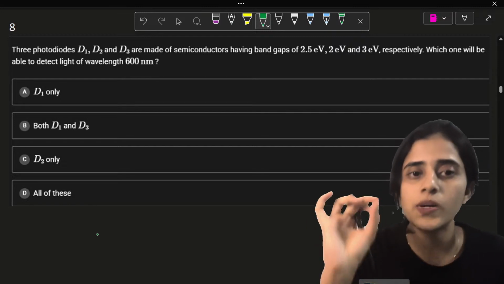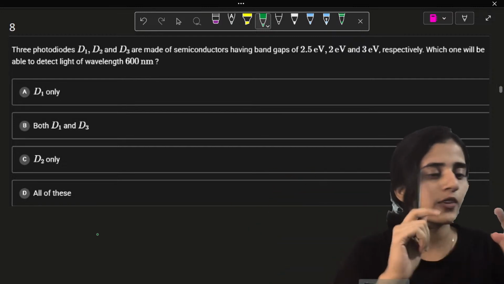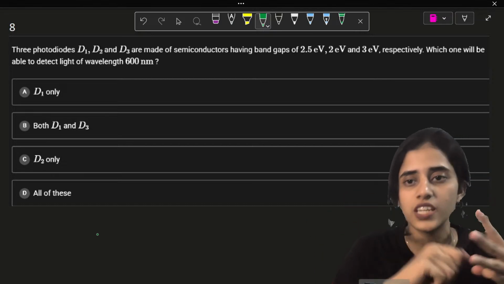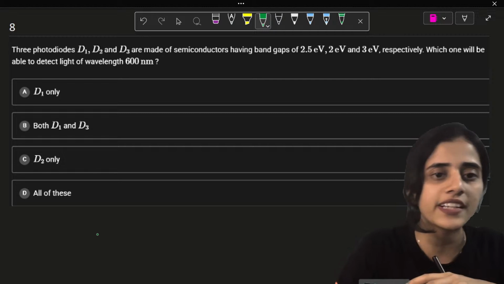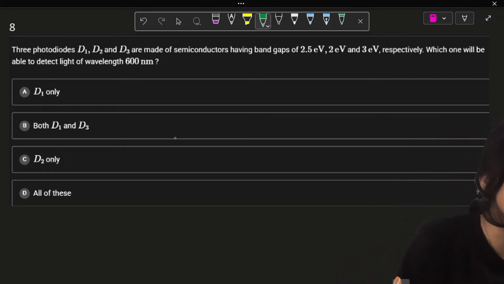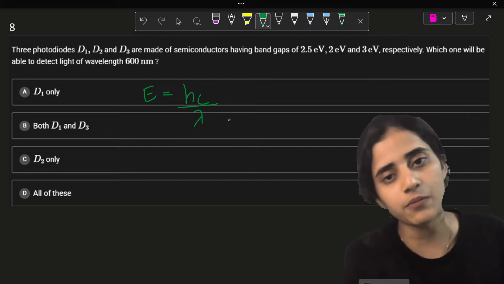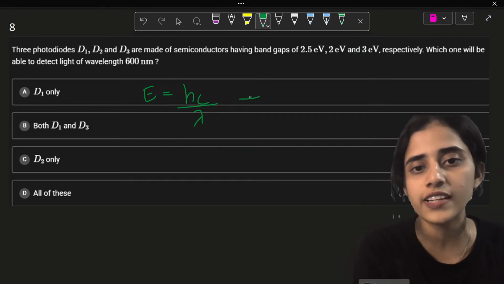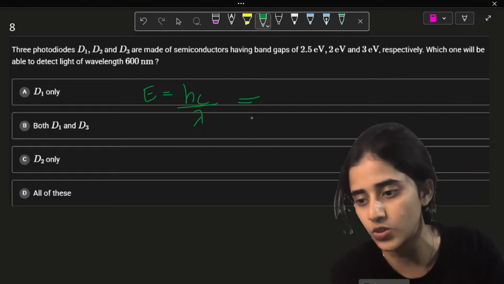3 diodes D1, D2, D3. Okay, I have 3 diodes D1, D2, D3. They have band gaps 2.5 to 3. Which one will be able to detect a wavelength of 600 nanometers? Okay, quickly let's do this. The formula that I'm going to use here is E is equal to hc by lambda, because I have my energy, h is Planck's constant, c is the speed of light. So it's good if you can know the value.